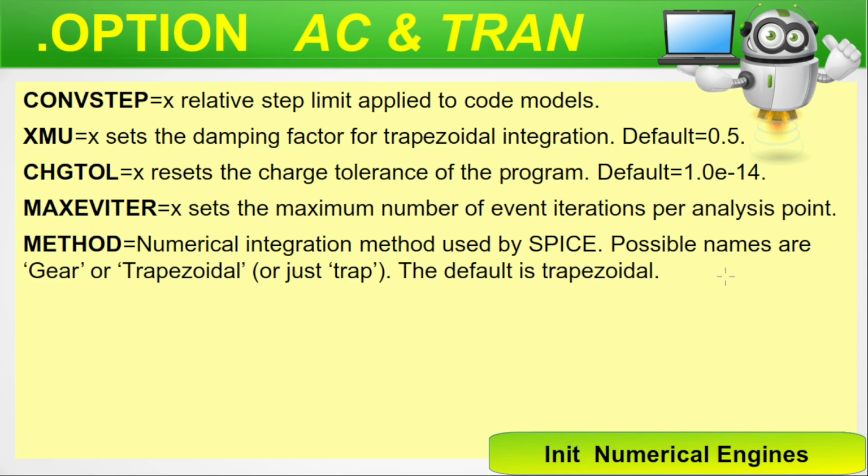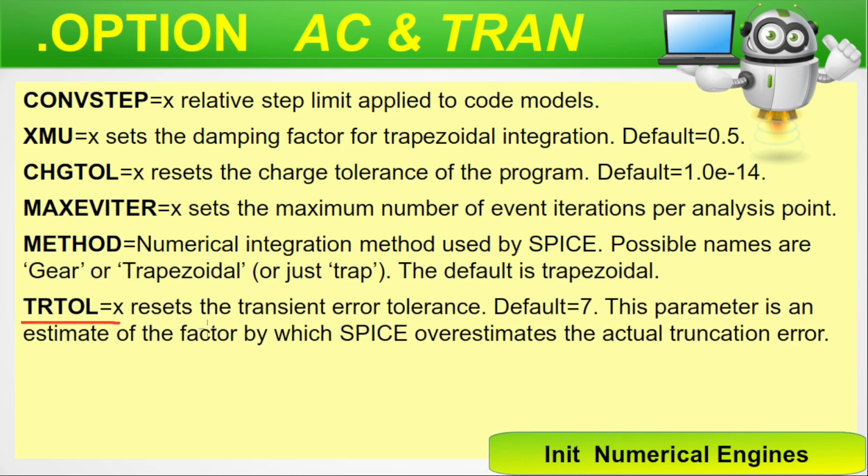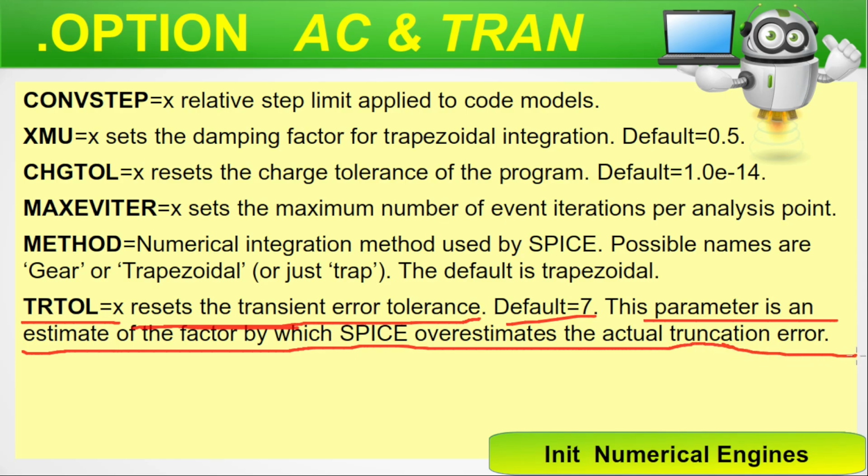Because for a classroom simulation, it easily goes, right? But for VLSI, you have to meet the target. That means whatever design target is there, you have to meet, and for that whatever you have to do, you have to do. Next is TR-TOL, which resets the transient error tolerance. Default is 7. The parameter is an estimate of the factor by which SPICE overestimates an actual truncation error. So if there is a truncation error, this will be the parameter to play with.